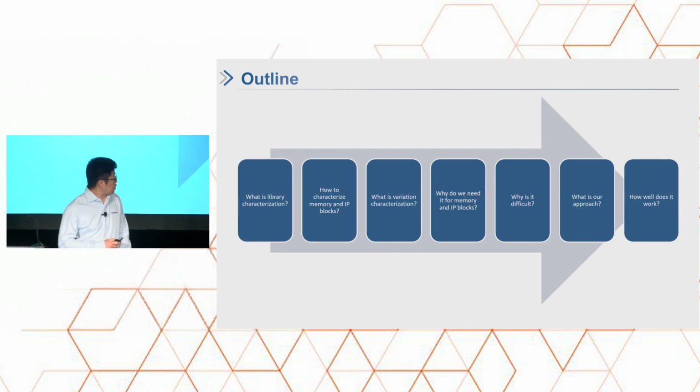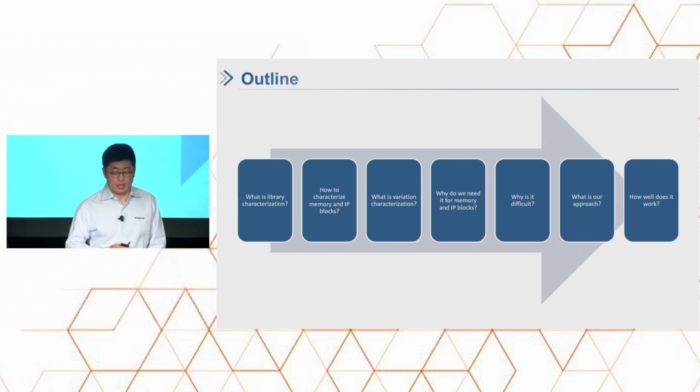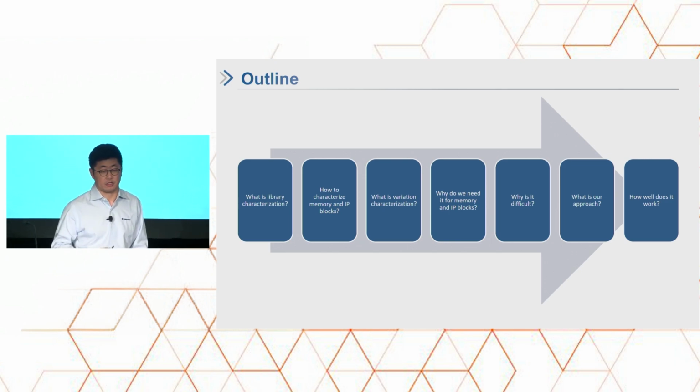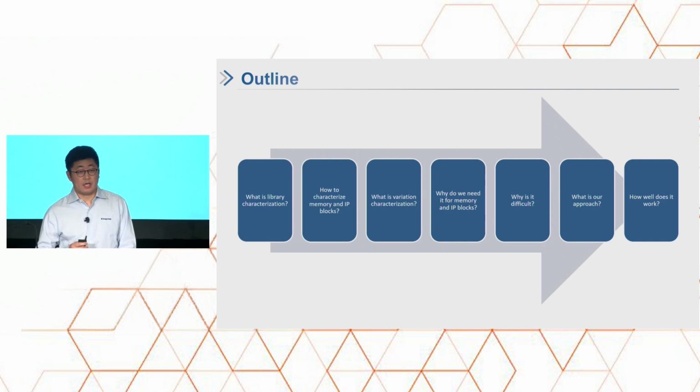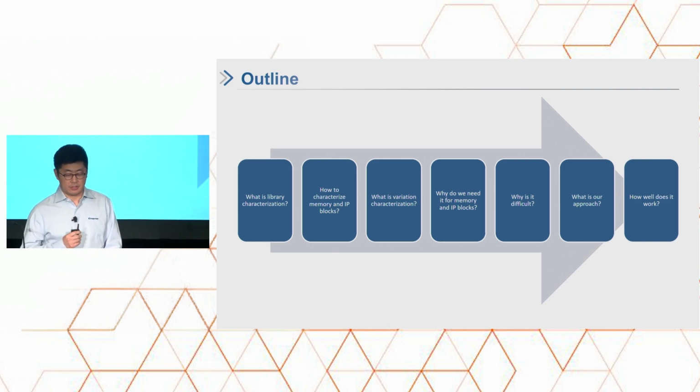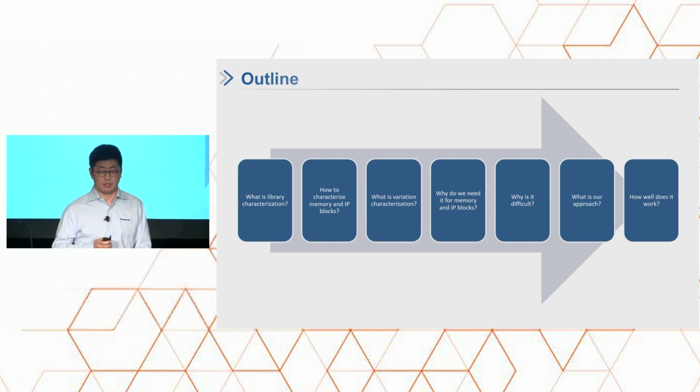Today's talk will be presented by answering these questions. The first is, what is library characterization? A very basic introduction to library characterization, and specifically how to characterize memory and IP blocks. Then I'll go into what variation characterization is and why it is important for memory and IP blocks. Then I will talk about why it's difficult, what the challenges are, and what our solution to this problem is. And in the end, I will show some experimental results.